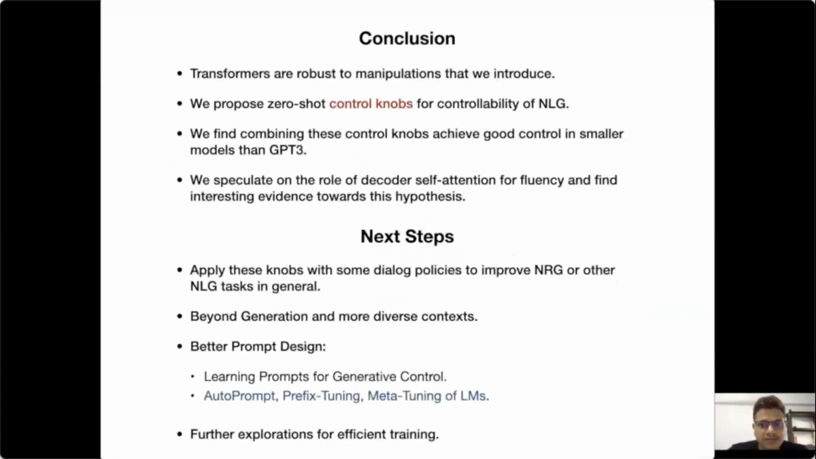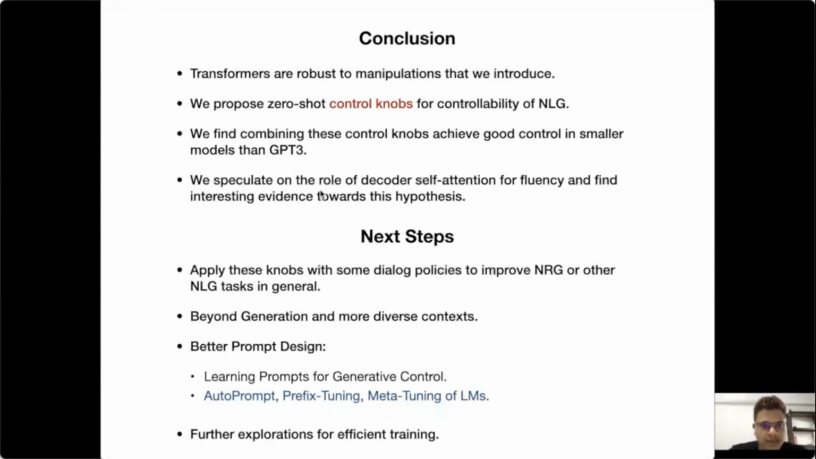So with this, we come to the conclusion of this talk. In this work, we presented zero-shot control knobs, and we found that transformers are largely robust to these kinds of manipulations that we do using the control knobs during the testing phase. And we find that combining these knobs together, the coupling of these knobs, achieves good control in smaller models, which has earlier been seen only in larger models.